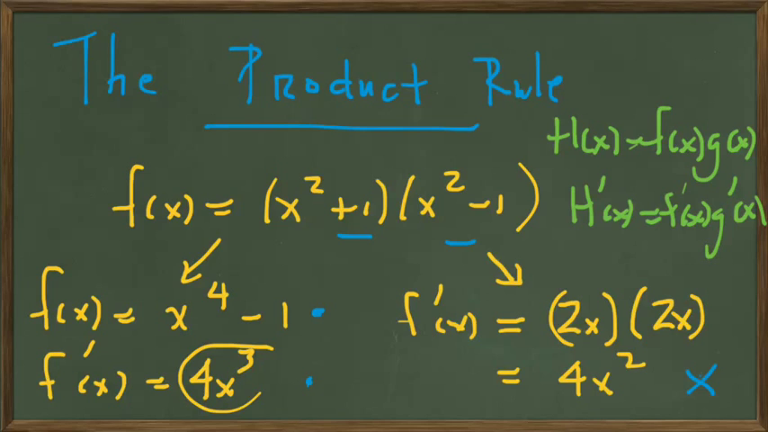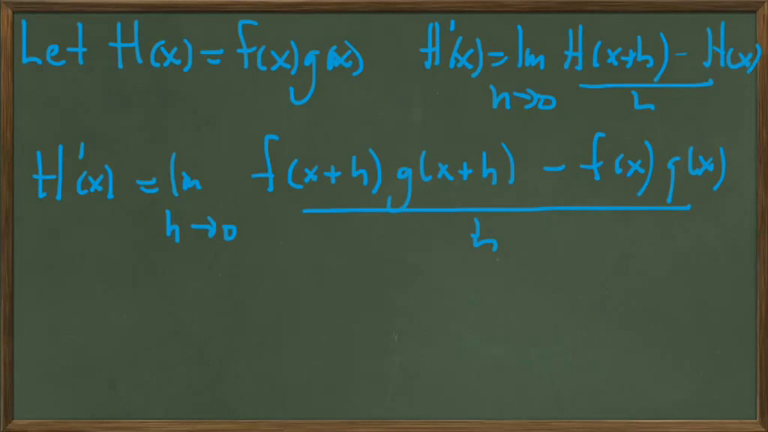So clearly, or I hope it's clear from the example that we just did right here, the derivative is not f prime of x times g prime of x. So let's see what the rule really is. So we're going to define a function capital H of x to be the product of two functions f and g. The derivative h prime of x is going to be, using the limit definition of the derivative, h of x plus h minus h of x over h.